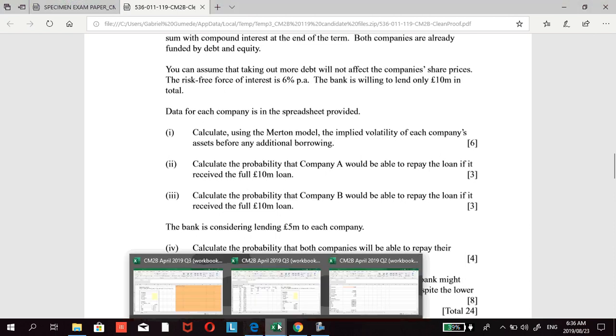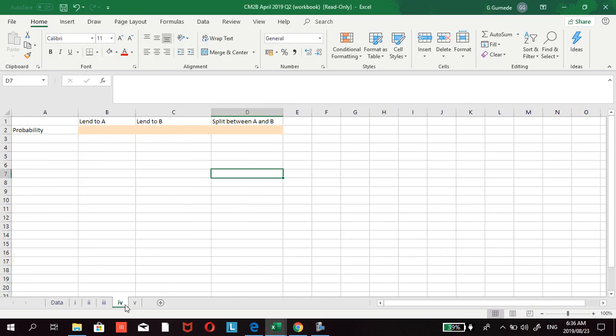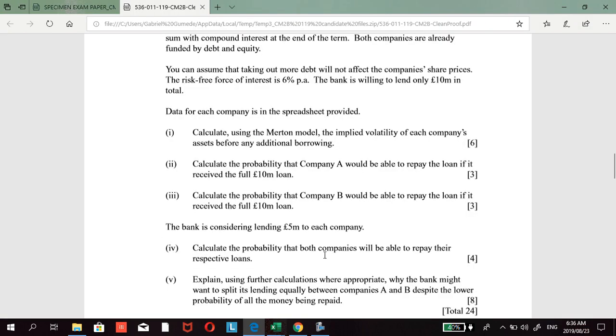Okay, so this was a very, very difficult question. So now, if company A gets the additional 5 million, I'm going to calculate the probability that they are able to repay the loan. If company B gets the additional 5 million, I'm going to calculate the probability that they are able to repay the loan. Now, the question is asking you the probability that both companies will be able to repay their loan. So that will be the product of each of them being able to pay the loan. So company A pays the loan and company B pays the loan. So that is a multiplication.